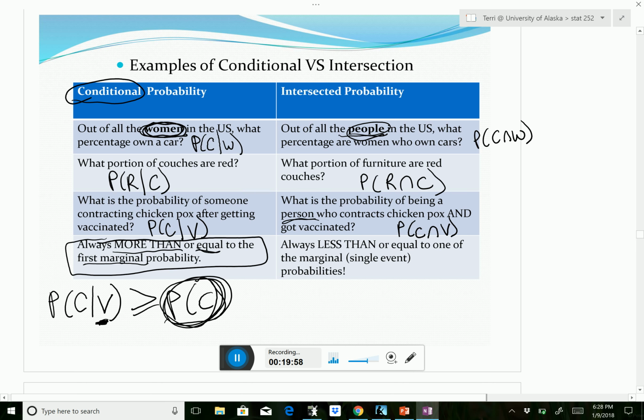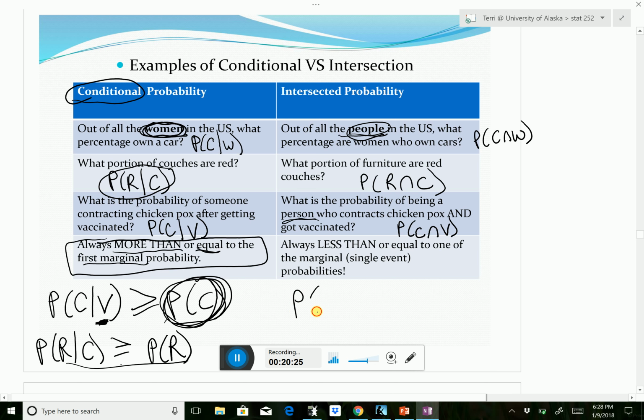So in this case, what proportion of couches are red, given that it's a couch? That's more than the probability that any furniture is red. It has to be, or it can be the same. If it's the same, it's independent, but we'll talk about that later. This is always less than or equal to any one of the marginal probabilities.